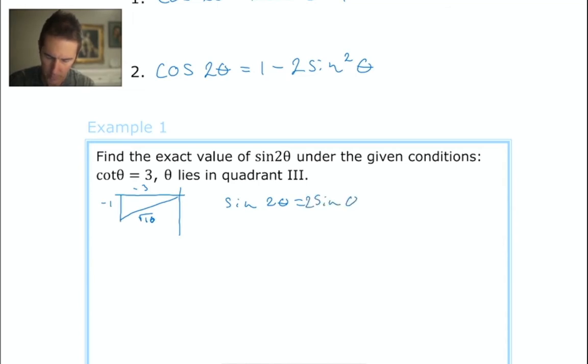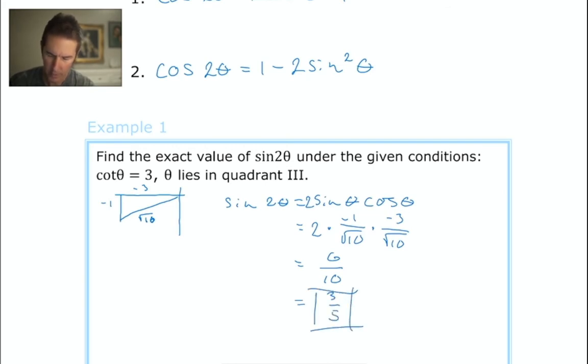2 sine theta cosine theta, which is 2, and then the sine of theta is opposite over hypotenuse, so we could put a little multiplication dot there, I suppose. Opposite is -1. Hypotenuse is the square root of 10. Cosine is adjacent over hypotenuse, -3 over the square root of 10. We do a little multiplication and we end up with 6 over 10, which reduces, of course, to 3 over 5. So our final answer as a fraction is 3 over 5, or 0.6.